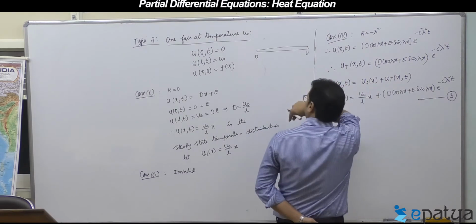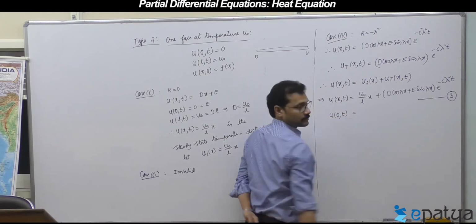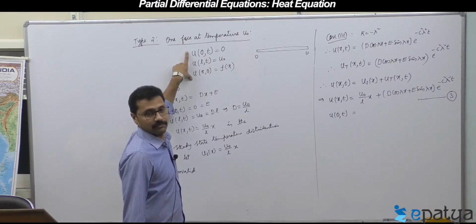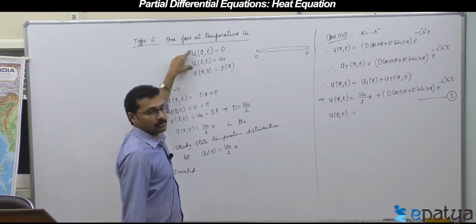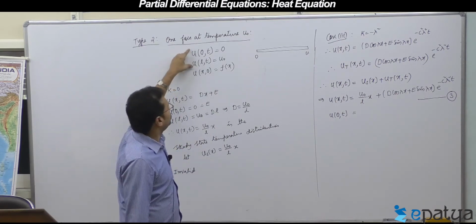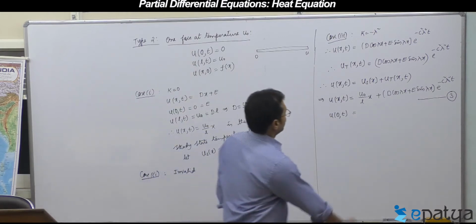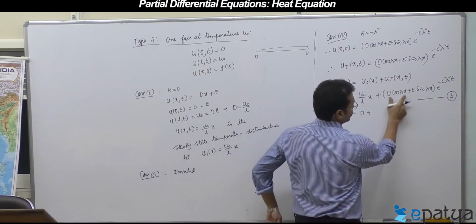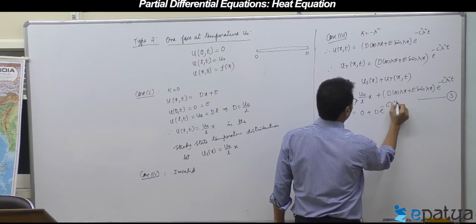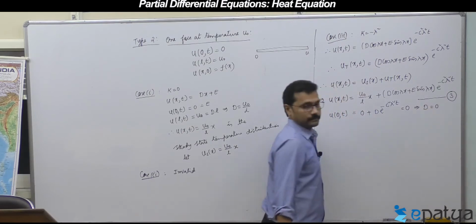Now apply the conditions. U of 0 comma t equals 0. These conditions are not for ut, these conditions are for u. Boundary conditions of u are nothing but boundary conditions of us on x. This gives 0 plus d cos 0 (1) plus e sin 0 (0), times e power minus c square lambda square t, which is given to be 0, which implies d equals 0.